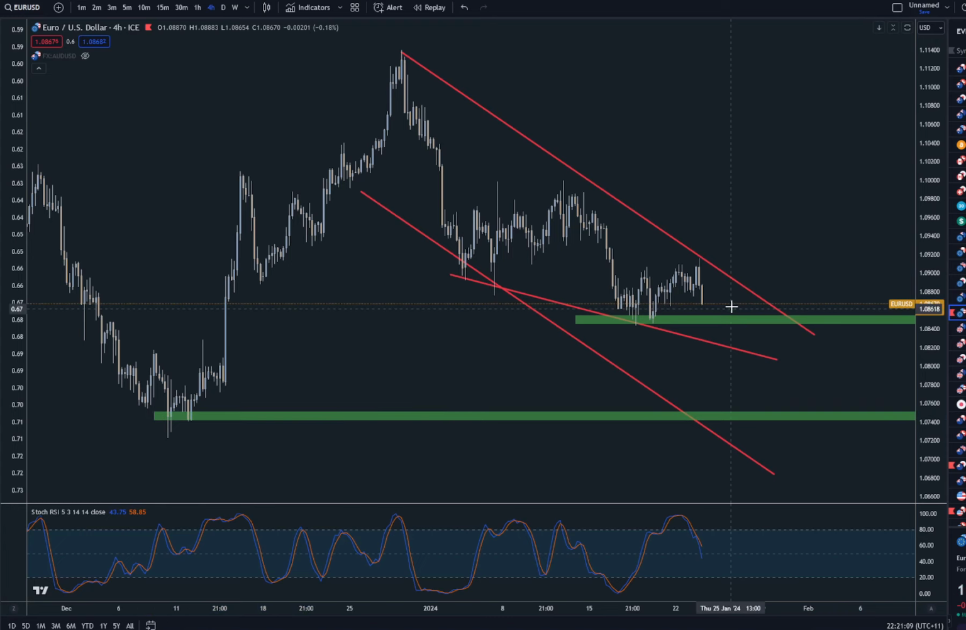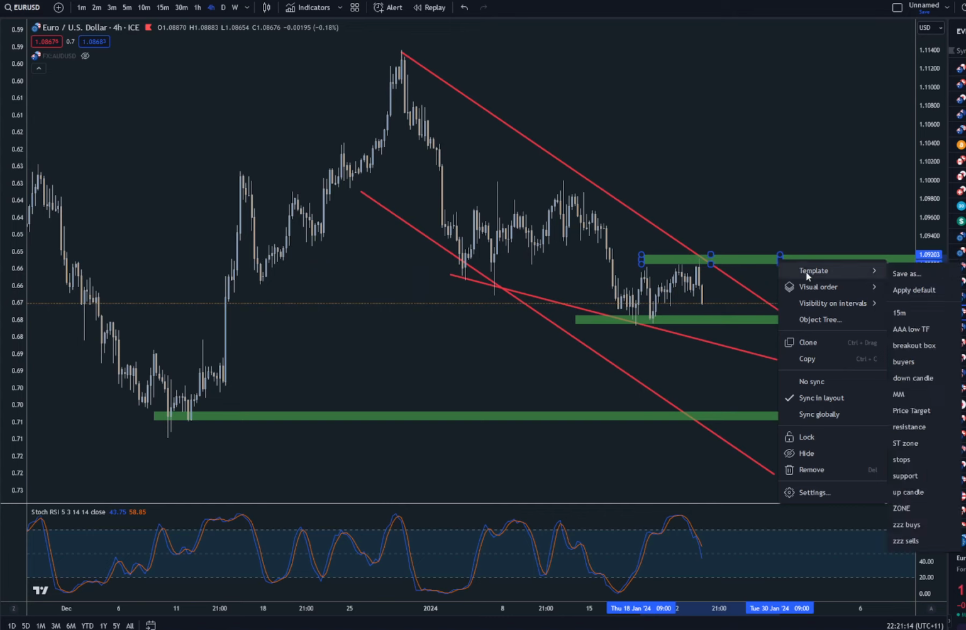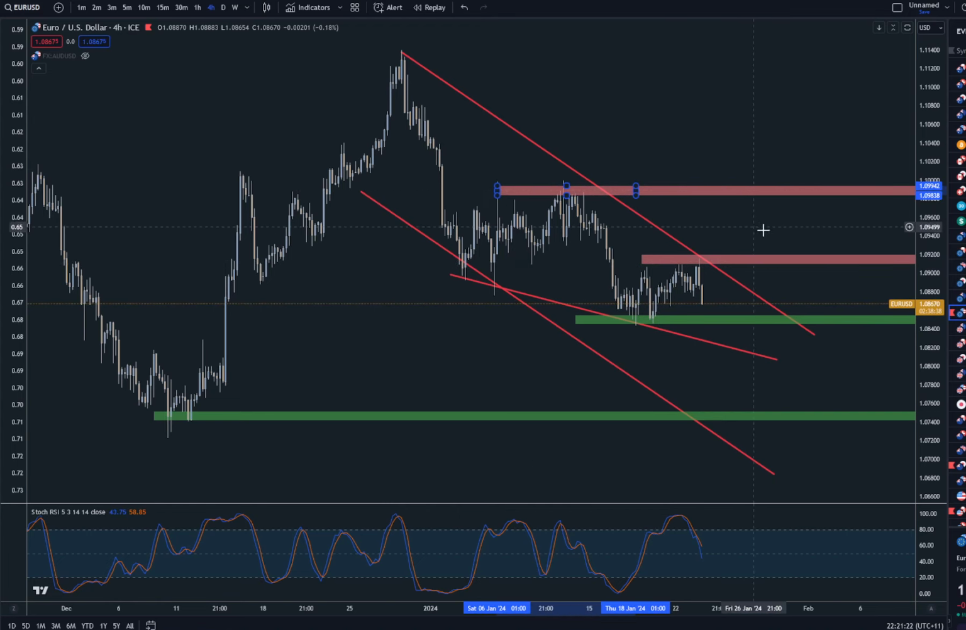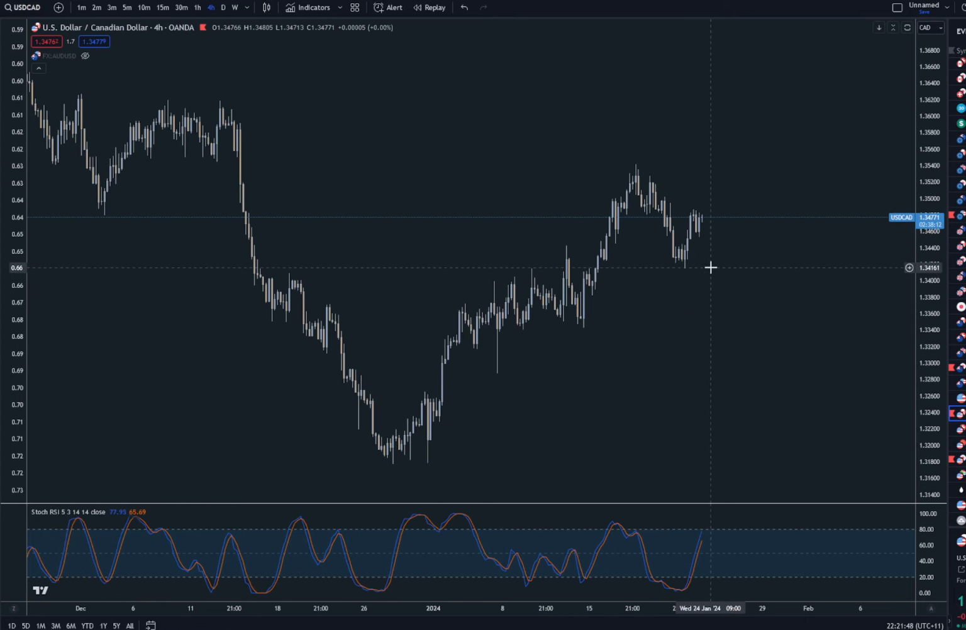Alternatively, if we go to the top side, we've got some resistance opening up just through here, resistance through there at 109. If we can get back above that, it'll take us outside the channel. It'll also take us up into looking at 109.83.